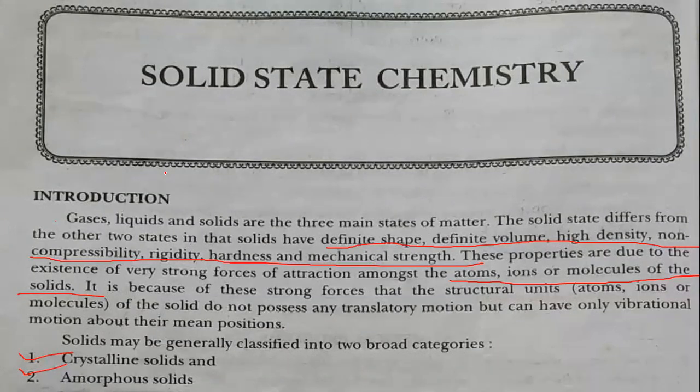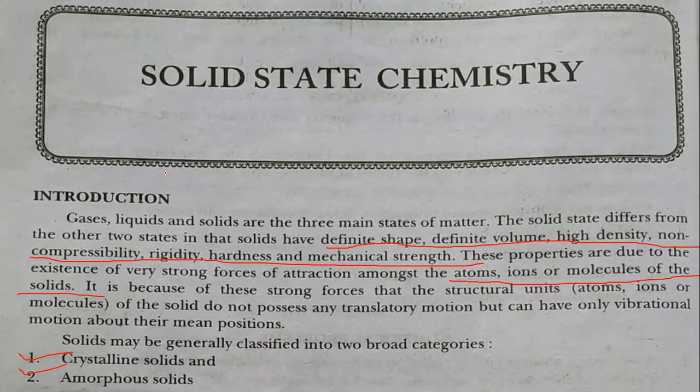Solid state chemistry. Many substances that you observe around you are in the solid state. The pen you have, the mobile you have, and different things are there. The salt you eat, the sugar you eat, the mirror in which you see your reflection, and all things surrounding you are in the solid state, which you can see. So gas, liquid, and solid are the three main states of matter.